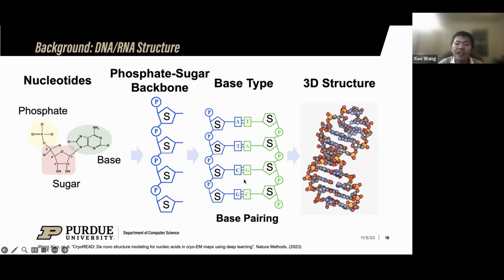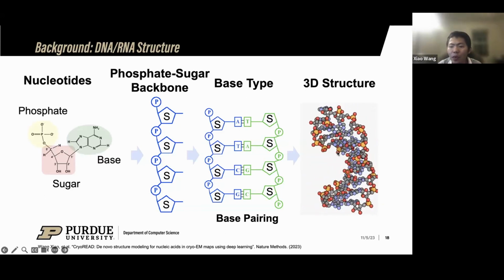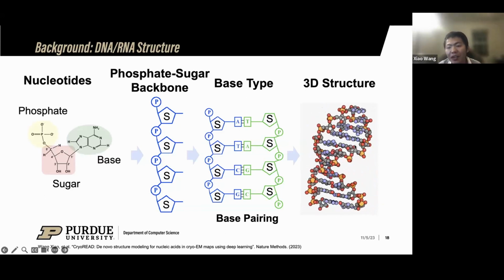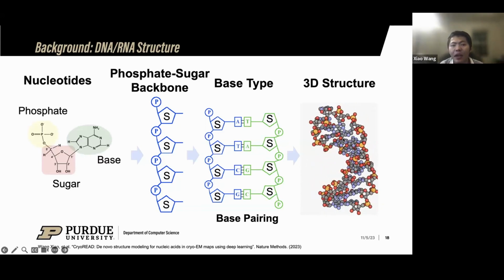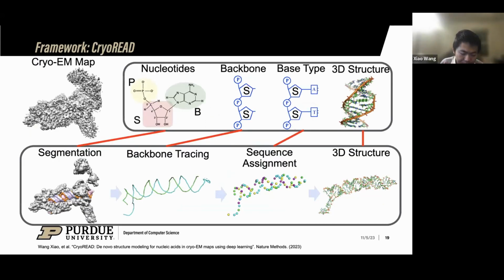Based on the base pairing, DNA and RNA can form relatively stable 3D structures. Inspired by the basic components of DNA and RNA and how they conform into the 3D form, we developed our own framework, CryoREAD, which also starts from the very small nucleotide and continues to trace the backbone to build the full structures.